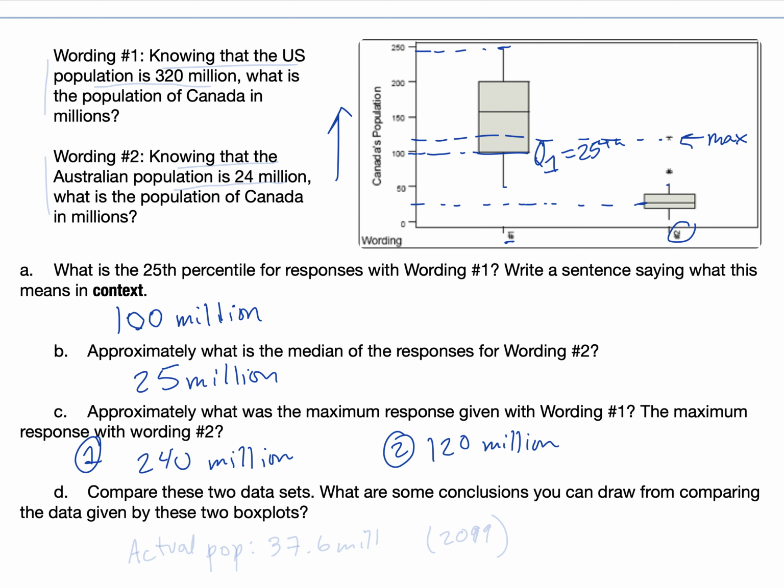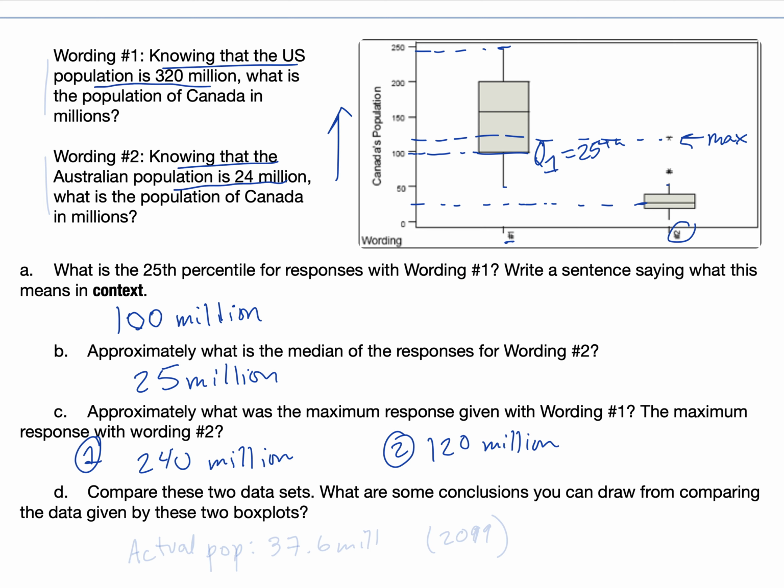Compare these two data sets. What are some conclusions you can draw from comparing the data given by these two boxplots? So clearly, the values given in wording one are in general much larger than the estimates given in wording two. What might you conclude? One conclusion is probably that it appears that a lot of Americans don't have a good sense of what Canada's population is, and so the way that the question was phrased really skewed the answers that people gave.